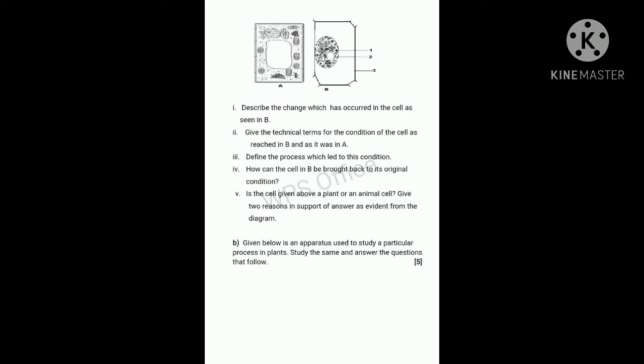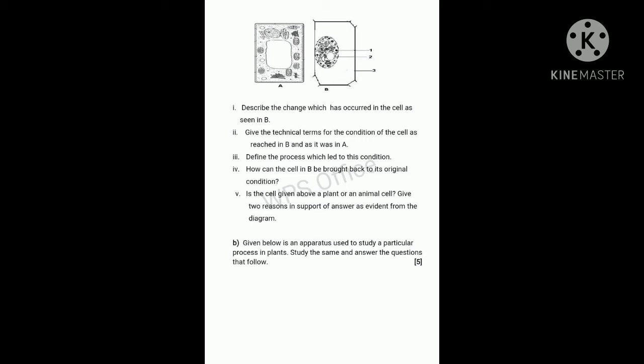Next question, give the technical term for the condition of the cell as reached in B and as it was in A. So you have to write the condition of the cell in B and A. A is turgidity, and B is flaccidity. A is the turgid condition, B is the flaccid condition. And you have to write the answers separately.